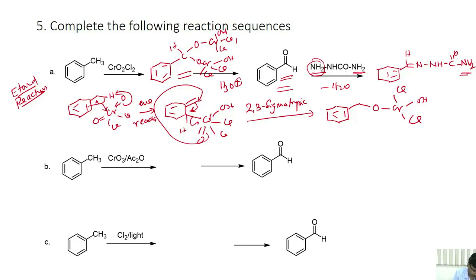Similarly, toluene also can be reacted with acetic anhydride in the presence of chromium trioxide to give benzylidene diacetate. This can be hydrolyzed to give benzaldehyde as the product. The next example involves chlorination of the benzyl CH bond.